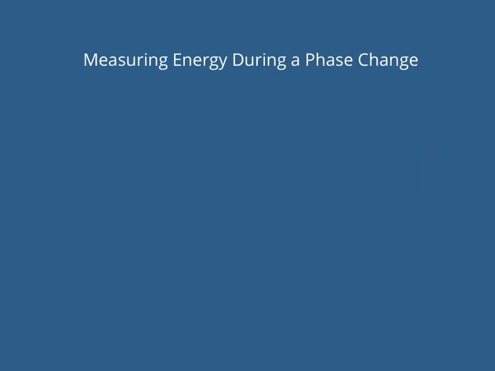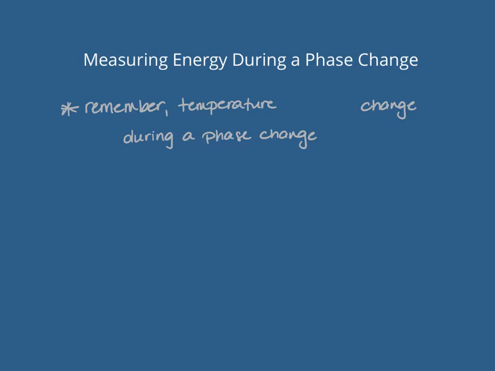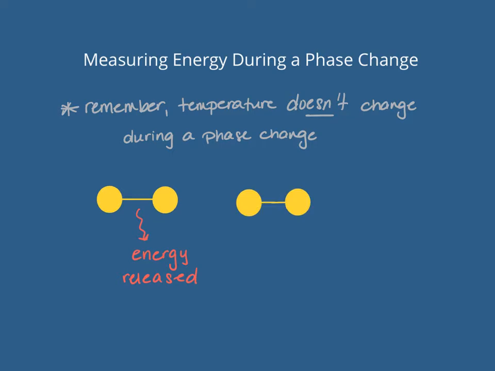The first thing we need to look at is measuring energy during a phase change, because as we've already talked about, during a phase change, the temperature of a substance does not change. That's because even though energy is being continually added or released, that energy is now going to either making or breaking bonds of that substance to allow it to change phase.